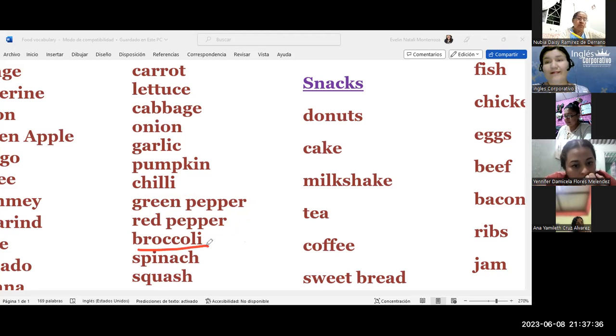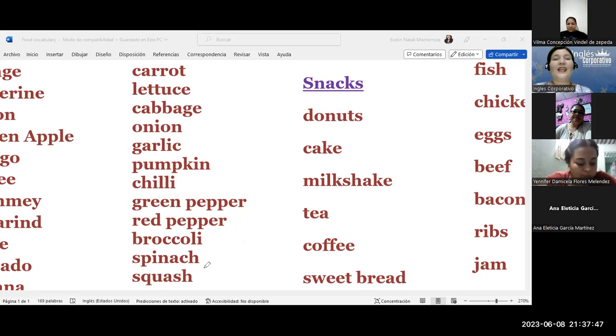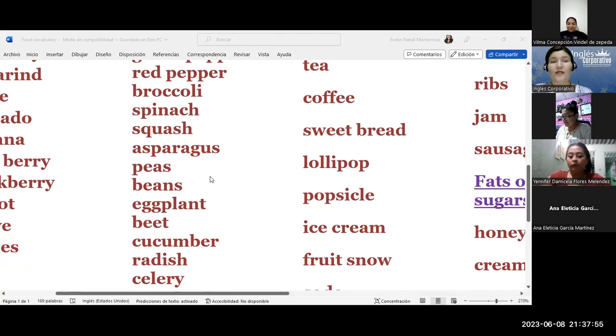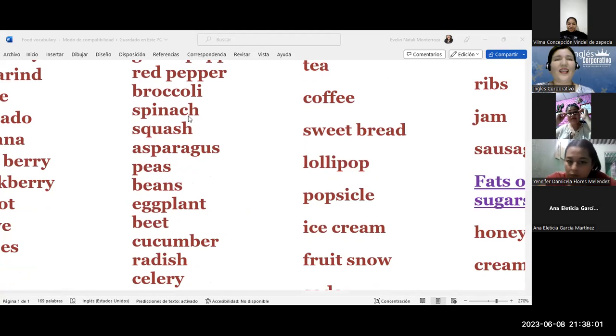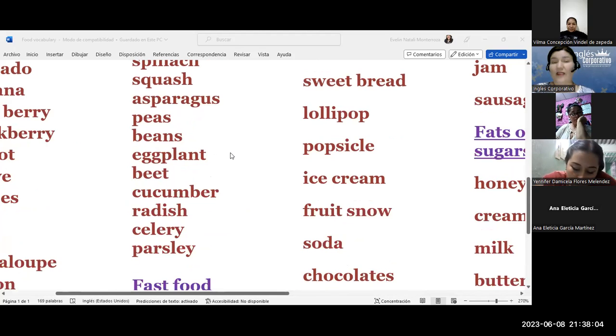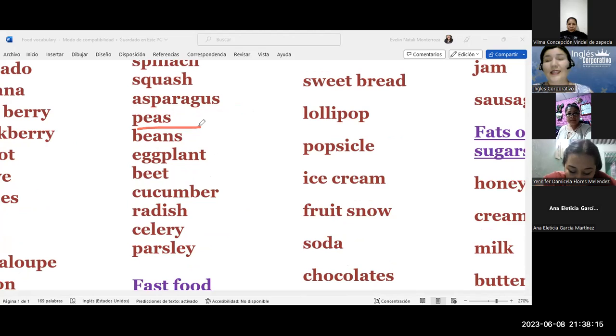Broccoli, it's not really famous, but it's good, right? Broccoli. Spinach, like the ones that Popeye used to eat, right? Spinach. Squash is pipián. Pipián con crema. Only pipián with crema, with cream. It's the one that I know. Sopa de gallina. Yeah, in the hen soup, the pipián, the squash, is very famous. Asparagus, it's asparago, right? It's not very common.